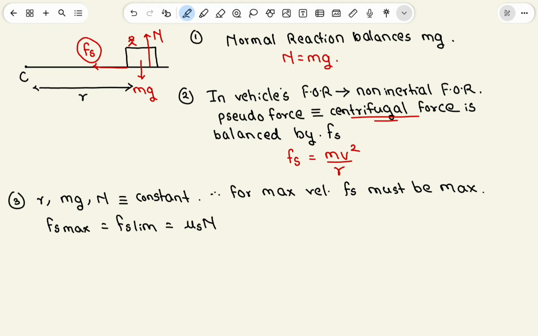Now, we know that the radius, mass, gravitational acceleration, N, all these are constants. Therefore, if we want maximum velocity, then the static friction force must be maximum, and the maximum value of that static friction, we all know, is nothing but the limiting value, which is given by mu s into N. Over here, mu s is nothing but the coefficient of friction.